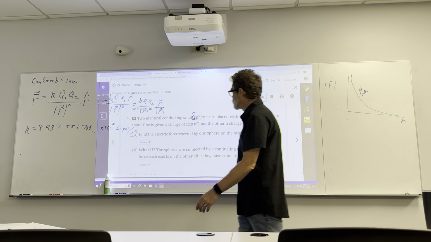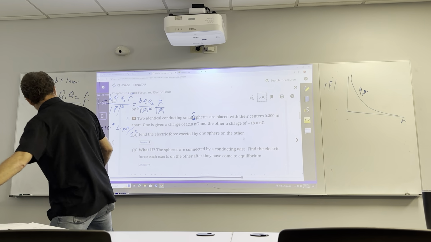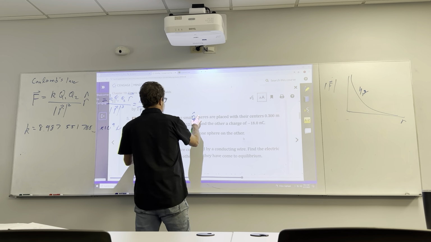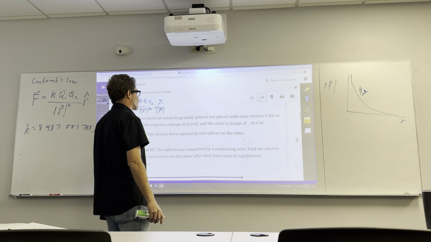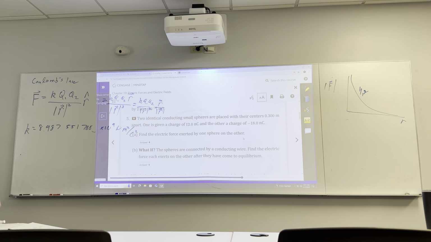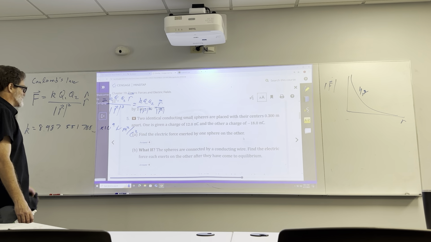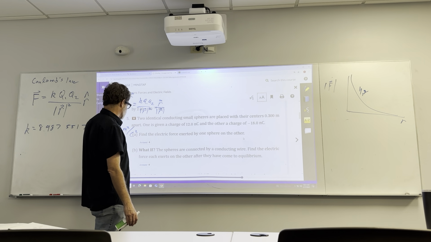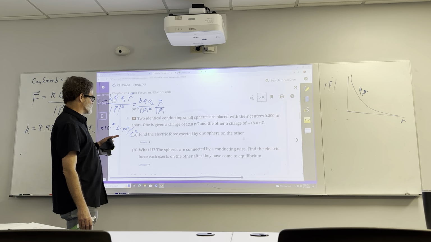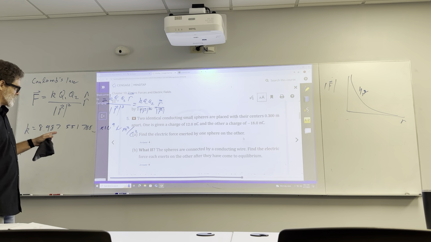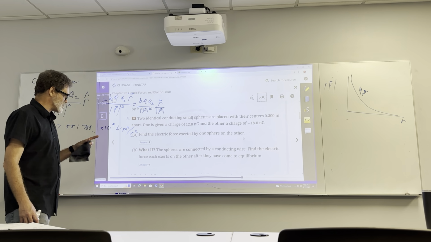There it is. Two identical conducting small spheres are placed with their centers 0.3 meters apart. One is given a charge of 12 nanocoulombs, and the other a charge of negative 18 nanocoulombs. Find the electric force exerted by one sphere on the other. What if the spheres are connected by a conducting wire? Find the electric force each exerts on the other after they come to equilibrium.